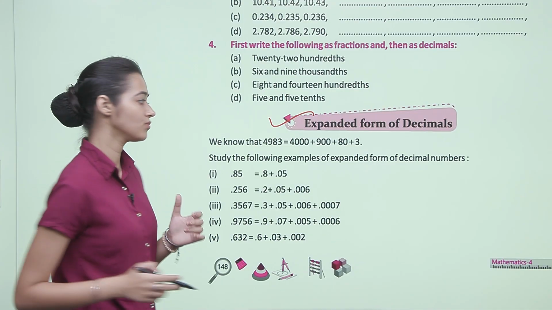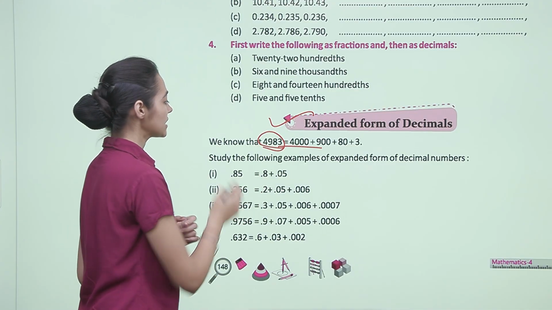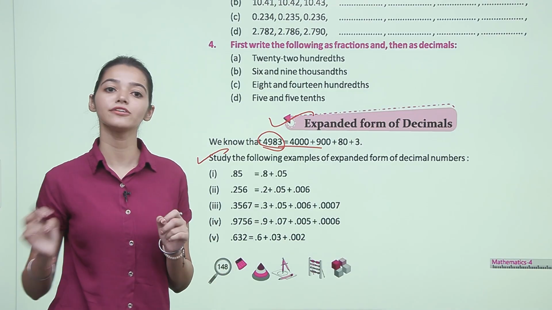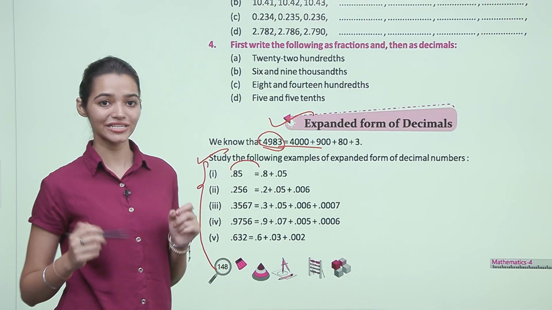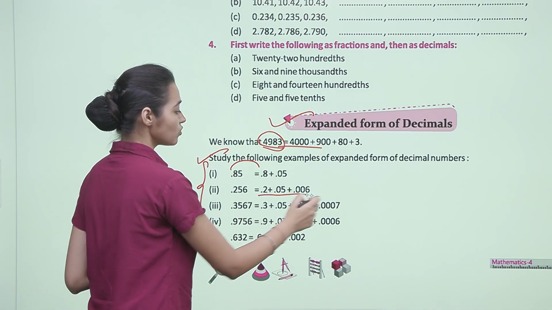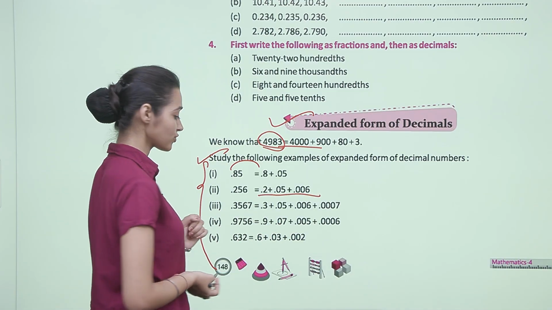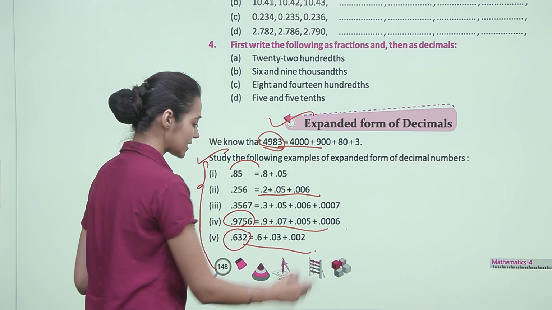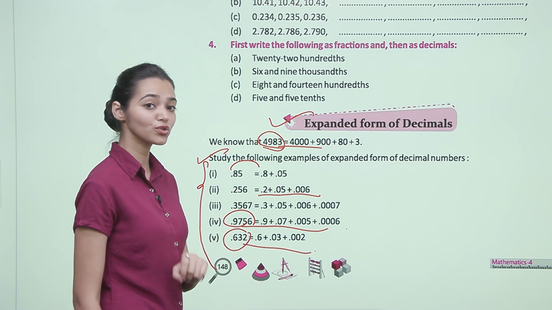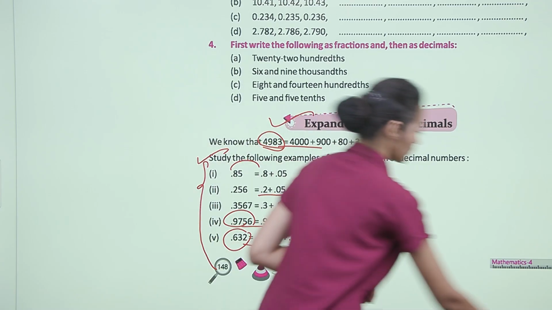Now we know that 4983 can be written as this. Now we have to study the following expanded form of decimal numbers, that 0.85 can be written as 0.8 plus 0.05, 0.2 plus 0.05 plus 0.006, and 9.756 can be written as this, and 6.32 can be written as 0.6 plus 0.03 plus 0.002.